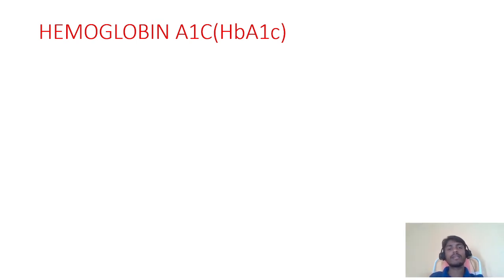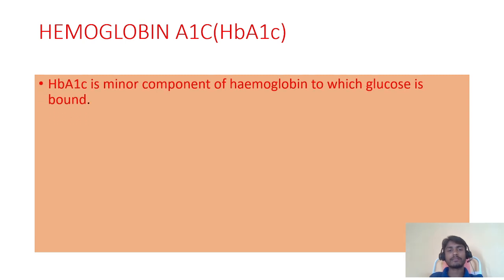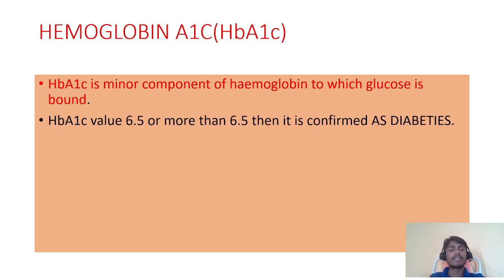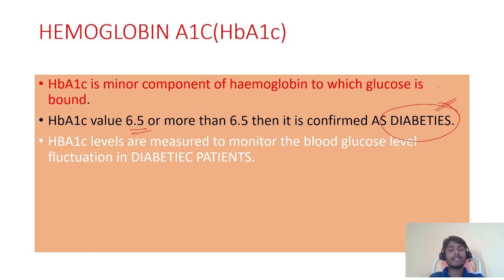Next, hemoglobin A1C, that's why you can call it HbA1c. HbA1c is a minor component of hemoglobin to which glucose can be bound. If the HbA1c value is 6.5 or more than 6.5, then it is confirmed as a diabetic condition. Next, HbA1c levels are measured to monitor blood glucose level fluctuation in diabetic patients.